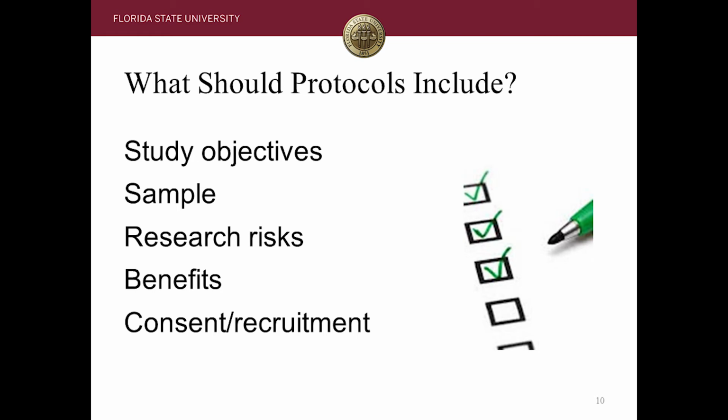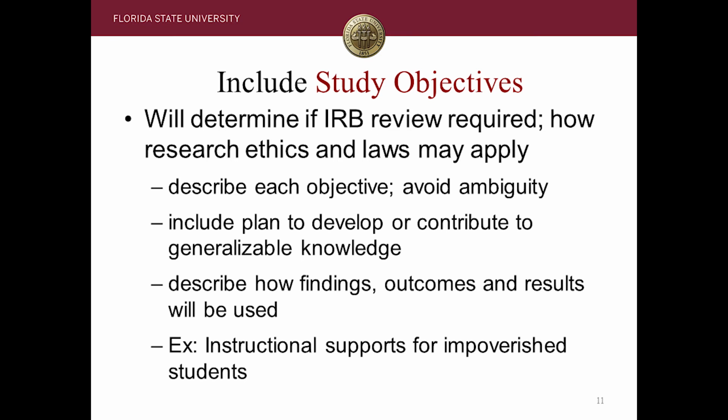So this is what protocols should include at a minimum. Let's begin with including study objectives. For example, objectives for this particular example. Objective 1 might be, we will implement instructional supports for reading modules in schools that serve economically disadvantaged school districts and schools. Second objective might be, we will compare elementary school students and families that do and do not receive these supports. So you have a control and an intervention group.